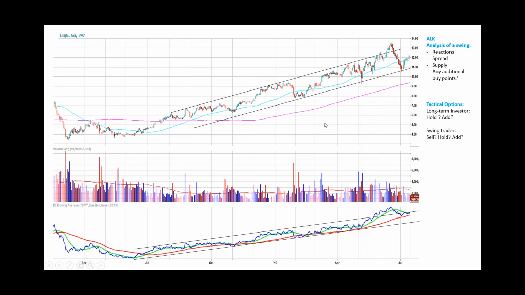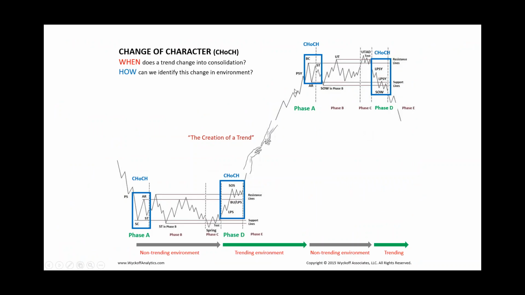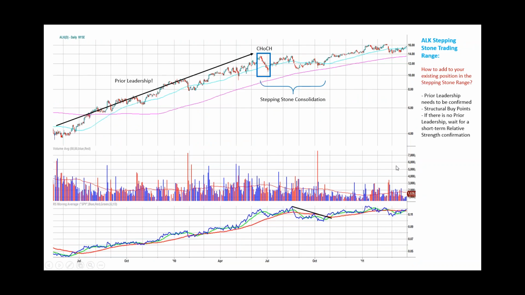So therefore, as we go into the change of character concept here, and I'm actually going to come back, I know that Howard needs to go. This is the change of character that we've looked at, and we said it's more meaningful than any of the previous reactions. So it suggests a consolidation.